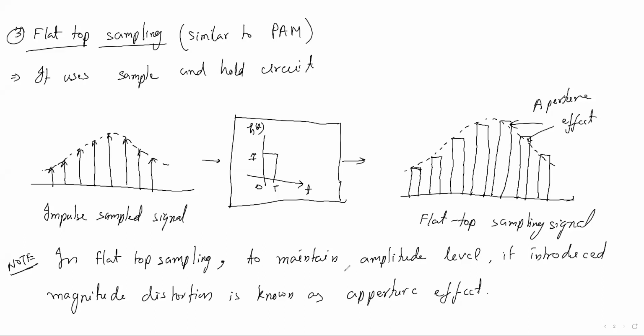So I think you have completed writing. What is the aperture effect? To maintain the amplitude of this rectangular pulse, it gives some distortion. It cannot track the amplitude of the message signal. This distortion is nothing but the aperture effect, and it can be seen only in flat top sampling. So let me give some differences.